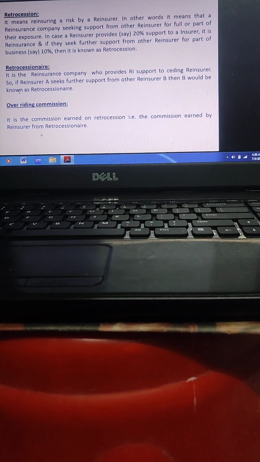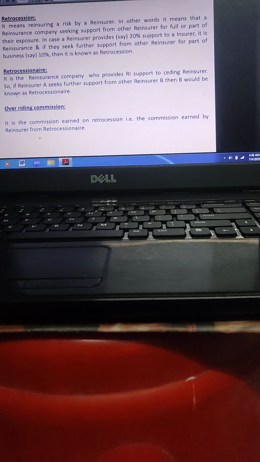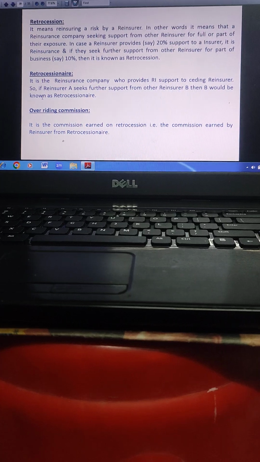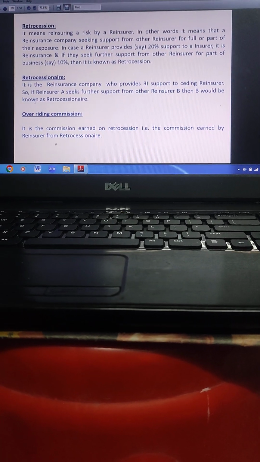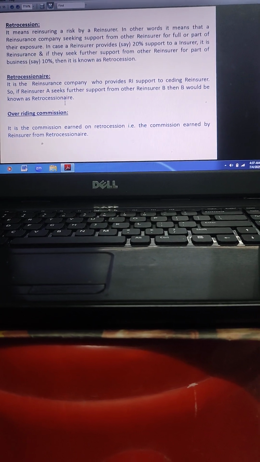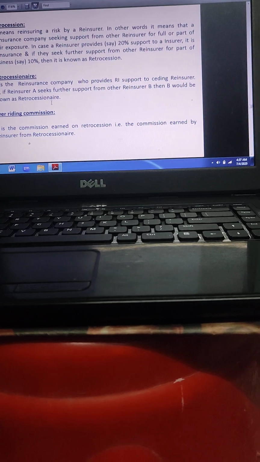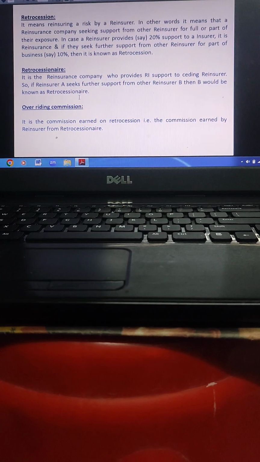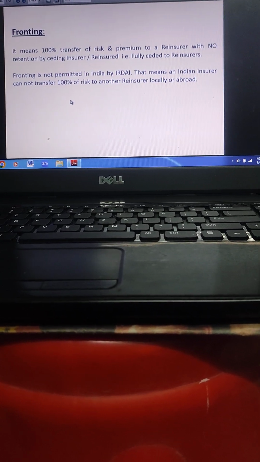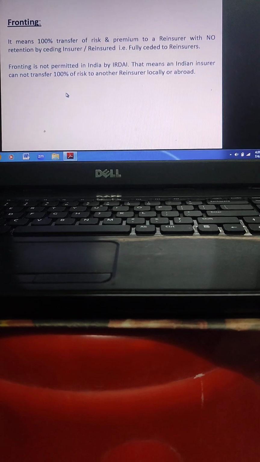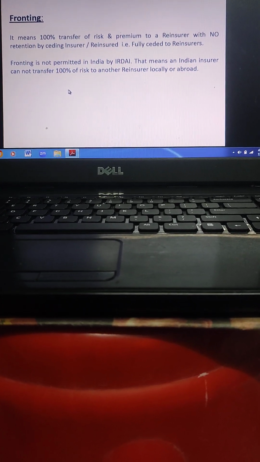So the retrocessionaire is the reinsurance company who provides RI support to the ceding reinsurer. So if reinsurer A seeks further support from another reinsurer B, then B would be known as the retrocessionaire. There is also the overriding commission. That overriding commission is earned on the retrocession, that is, the commission earned by a reinsurer from the retrocessionaire. And there is another term called fronting. It means 100% transfer of risk and premium to a reinsurer with no retention by the ceding insurer, or the risk is fully ceded to the reinsurer.